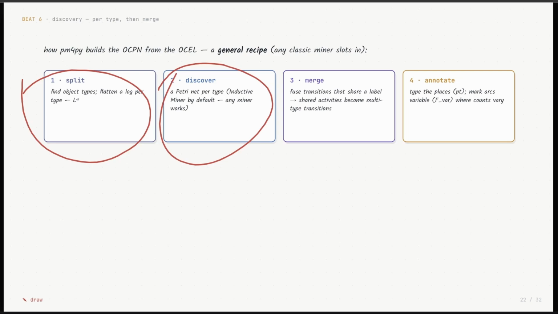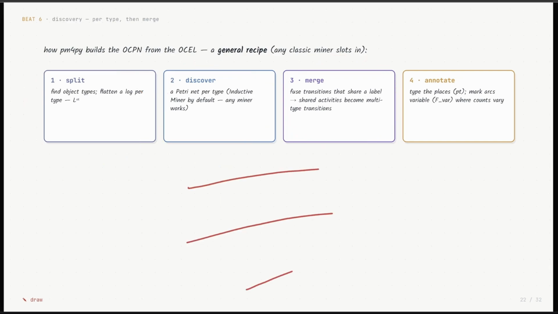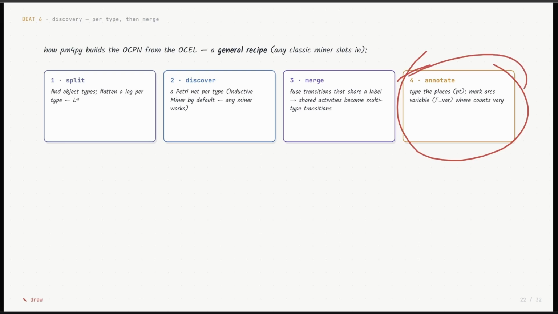Here the inductive miner is used by default, but any miner could work here, heuristic or whatever. Third, you merge these nets by fusing transitions that share an activity label. So you have different nets and they have different activities, and then here the idea is that you fuse the transitions that share an activity label. So simple enough. And that fusion is where a shared activity becomes one multi-type transition, just as we have seen in the last slide.